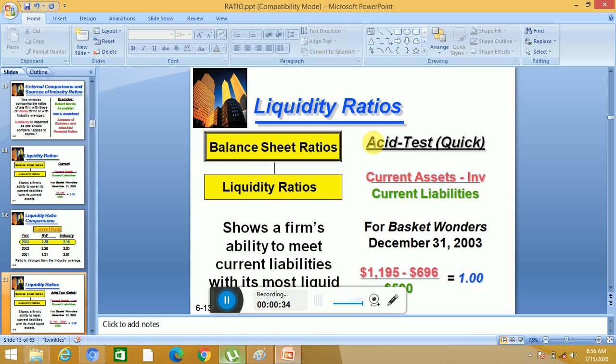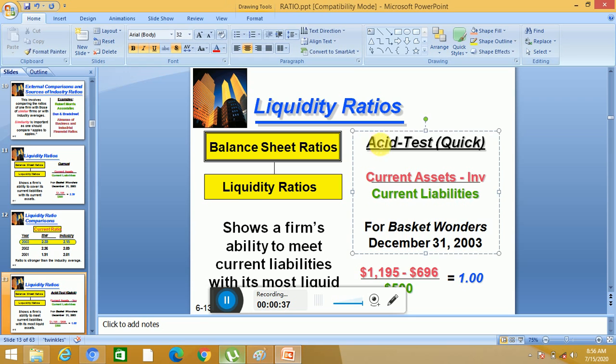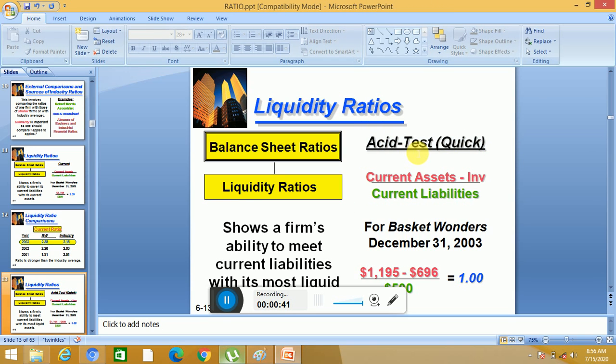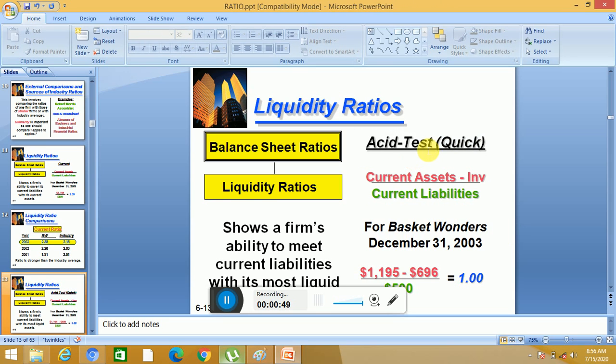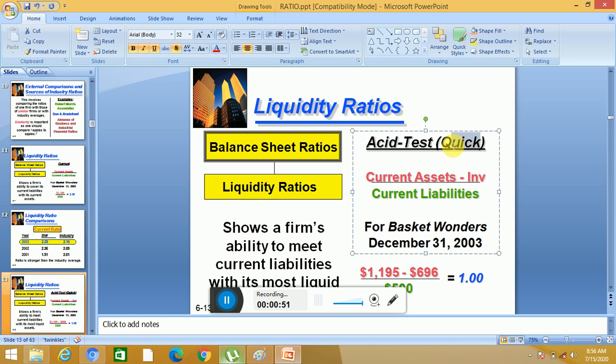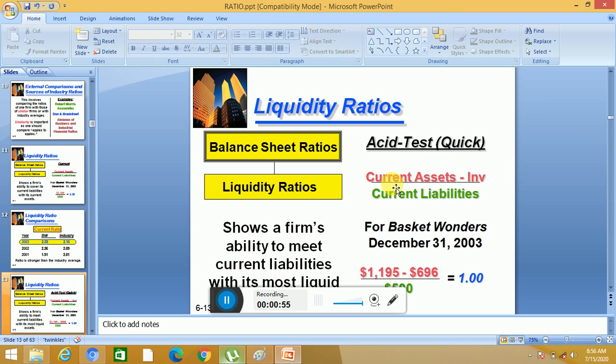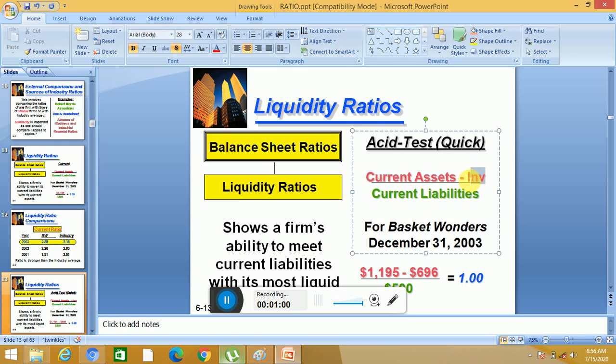The second ratio that we are going to discuss is called the acid test ratio, or we also call it quick ratio. Why do we call it quick ratio? It is the same, but just one item. See, current assets divided by current liabilities, just one item is deducted from current assets, that is inventory.